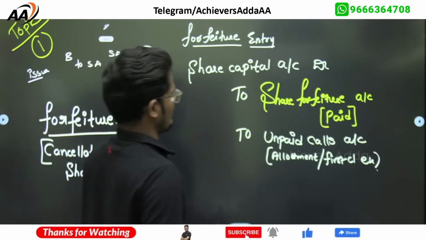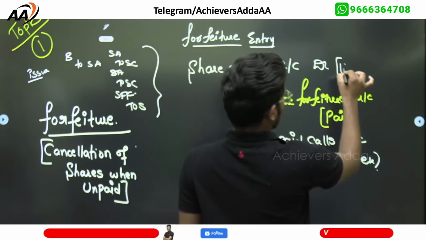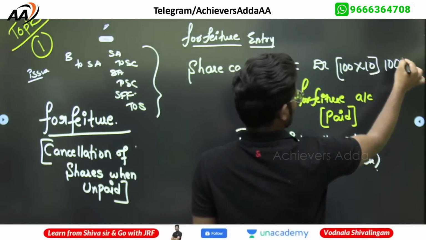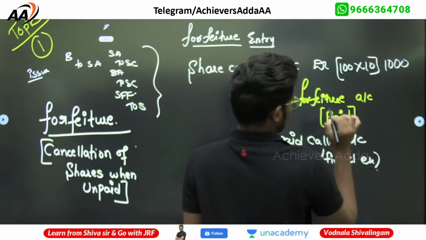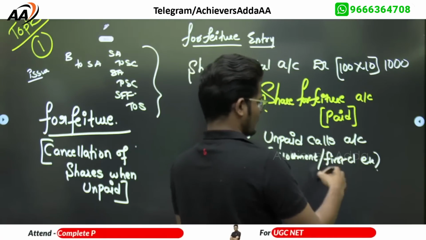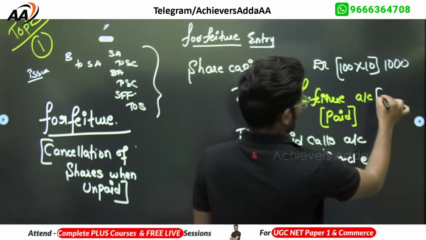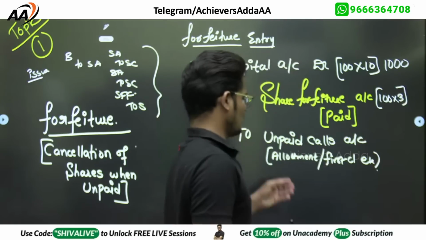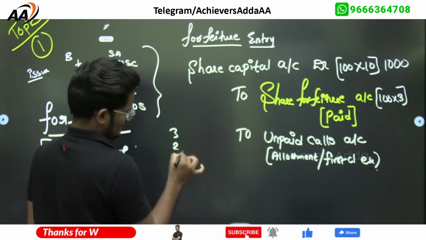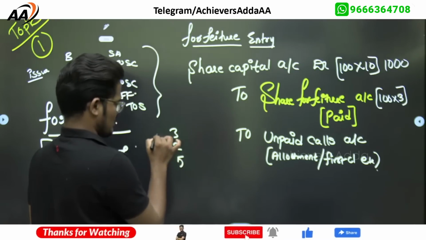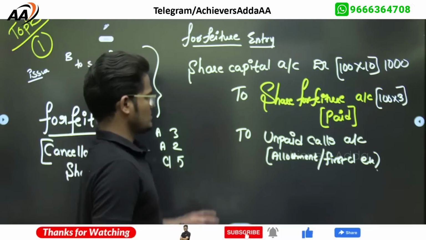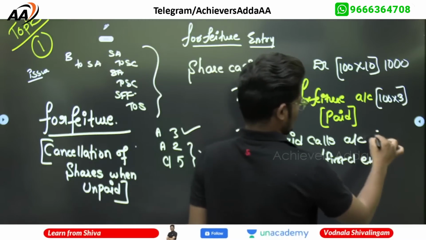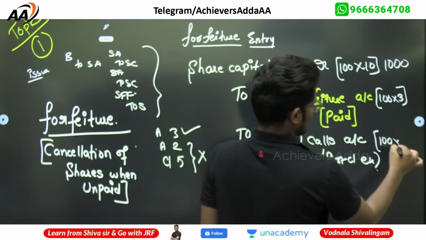Now, out of this forfeiture, suppose there are 100 shares of 10 rupees face value, which is a total of 1000 rupees. Out of this, only 3 rupees is paid on application, and allotment and first and final call are not paid. So 100 into 3 rupees only is paid: 3 rupees application, 2 rupees allotment, and 5 rupees call, right? So only 3 rupees is paid, and the other two are not. In such a case, unpaid calls account will be 100 shares into 7 rupees.